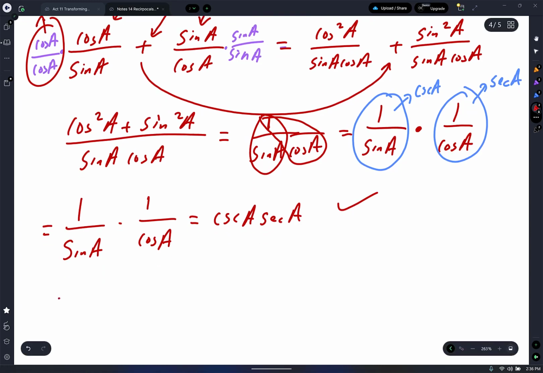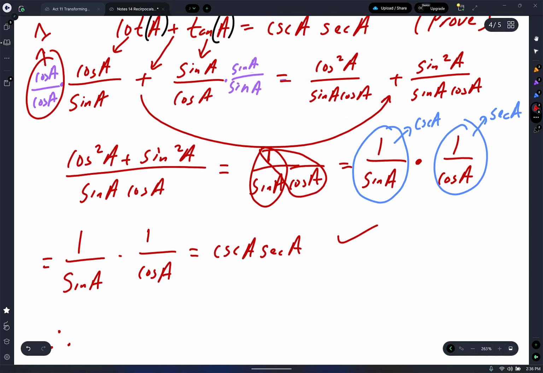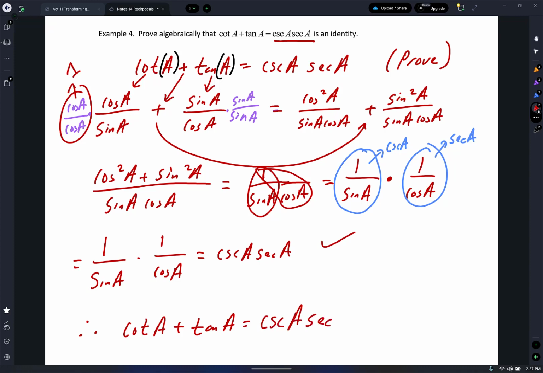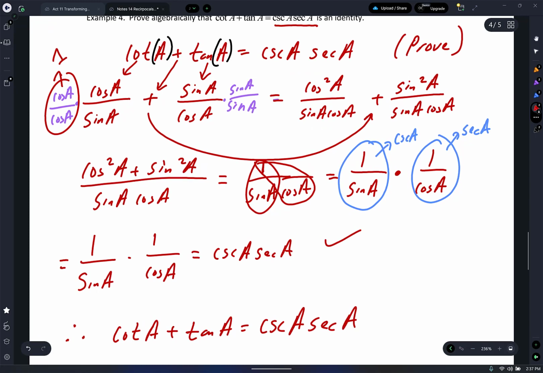You put a little 3 dots in a triangle shape. And you just say the left equals the right. Hence, cotangent A plus tan A does in fact equal cosecant A, secant A. And there it is, guys.